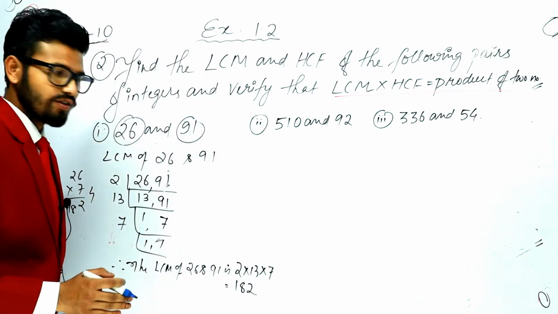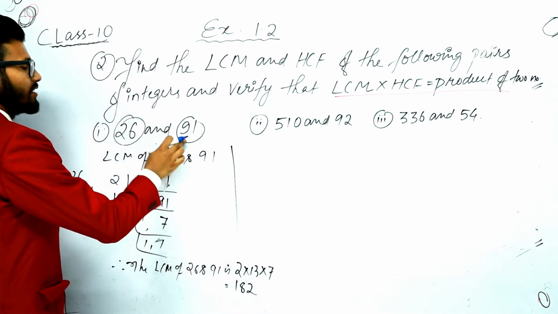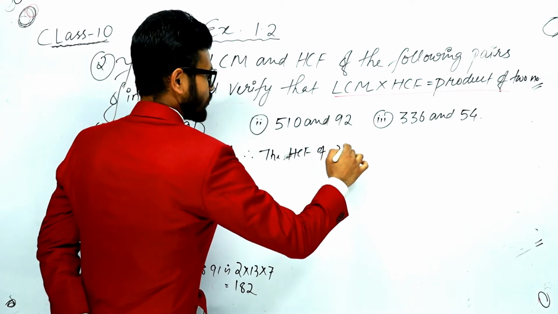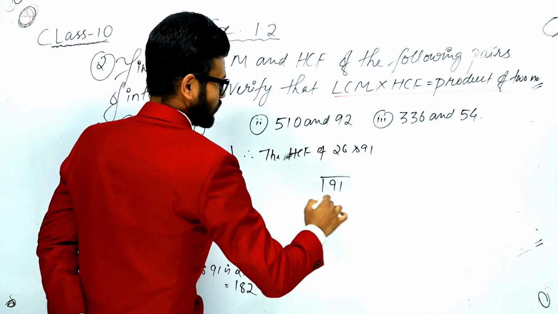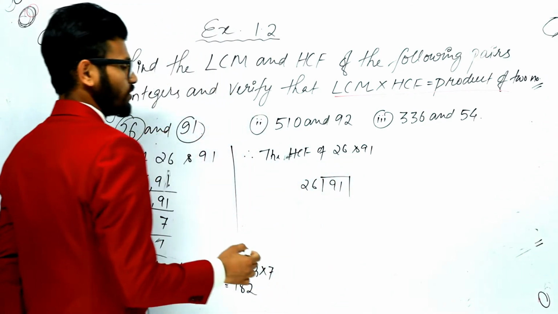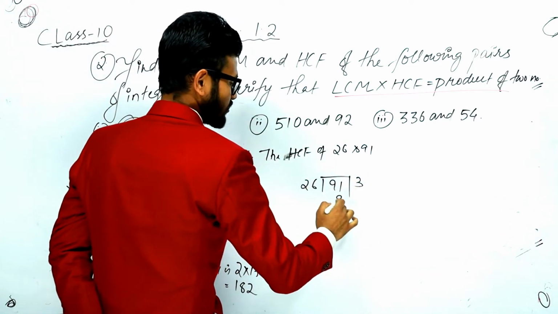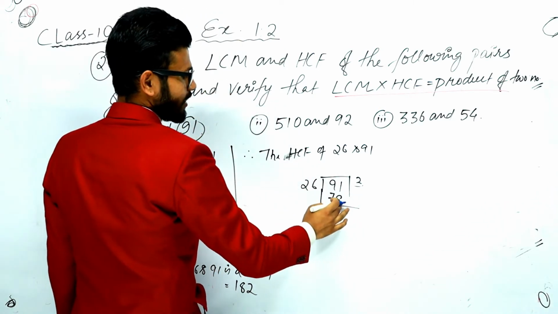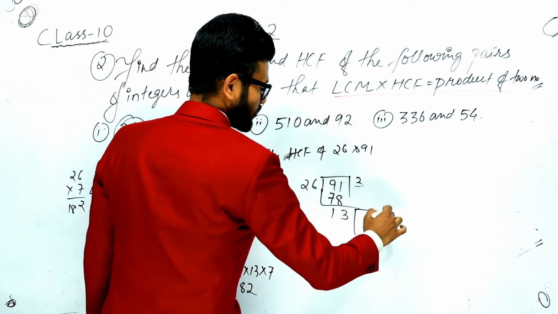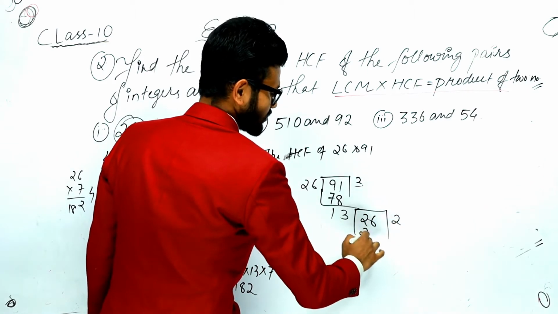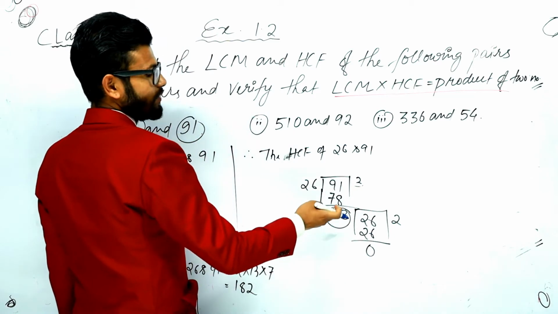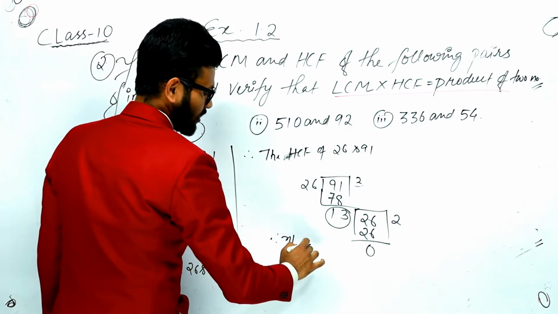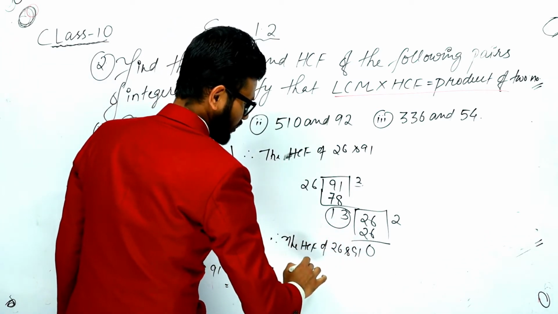Now let us find the HCF. As you know, how to find the HCF? We use the larger number here. 91 is larger than 26, so we'll put it first. Therefore, the HCF of 91 and 26. So we know that 26, 3 times 26 is 78, and 91 minus 78 gives 13, here is 1, and here comes 26. 13 twos are 26, and we see that when divided by 13, we got 0. Therefore, the HCF of 91 and 26 is 13. Therefore, the HCF of 26 and 91 is 13.